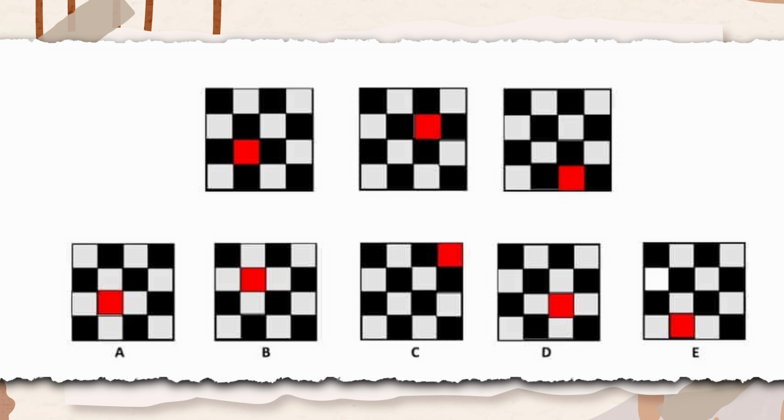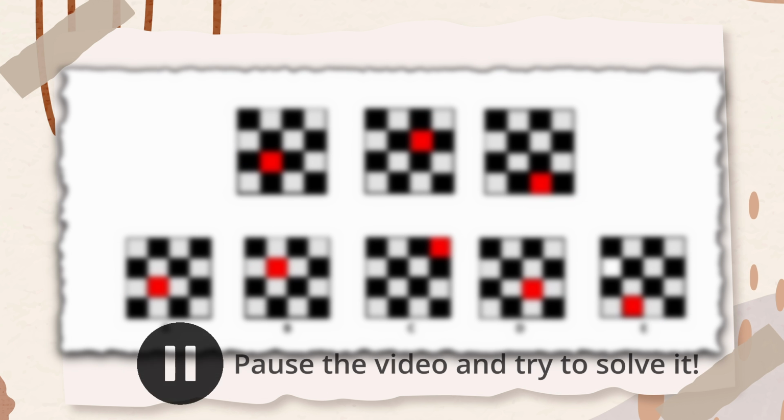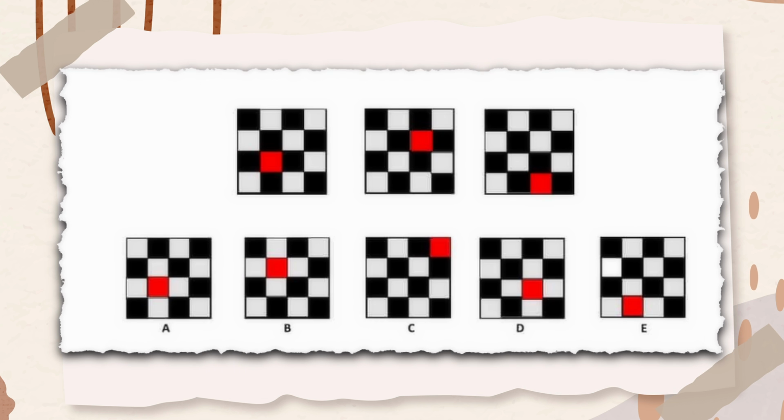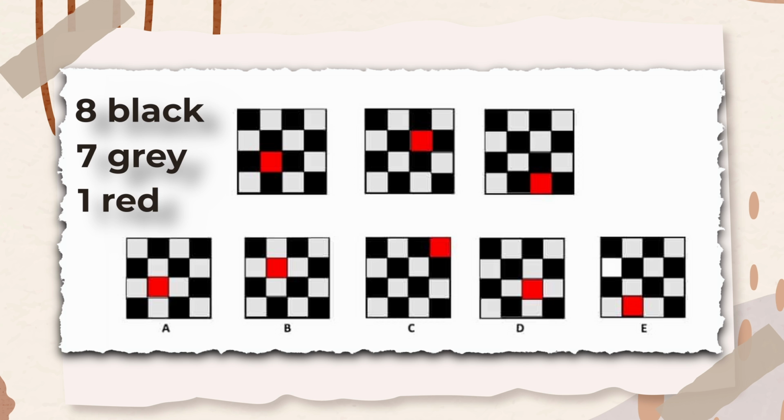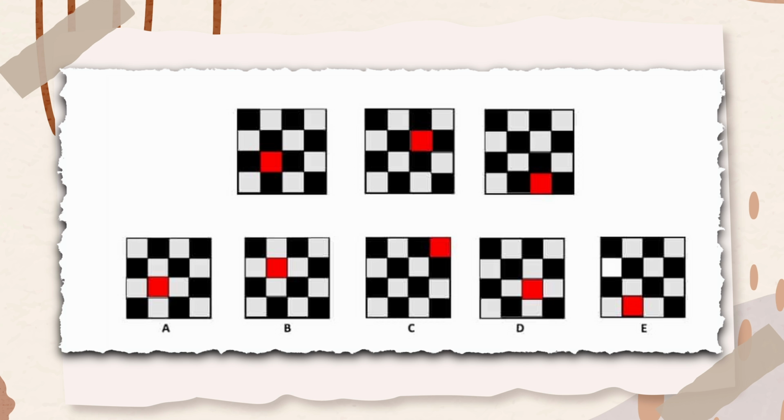Can you answer the following question? Pause the video to examine it carefully. In this question, each figure contains 8 black, 7 gray, and 1 red boxes. The correct answer should also have the same combination of boxes.